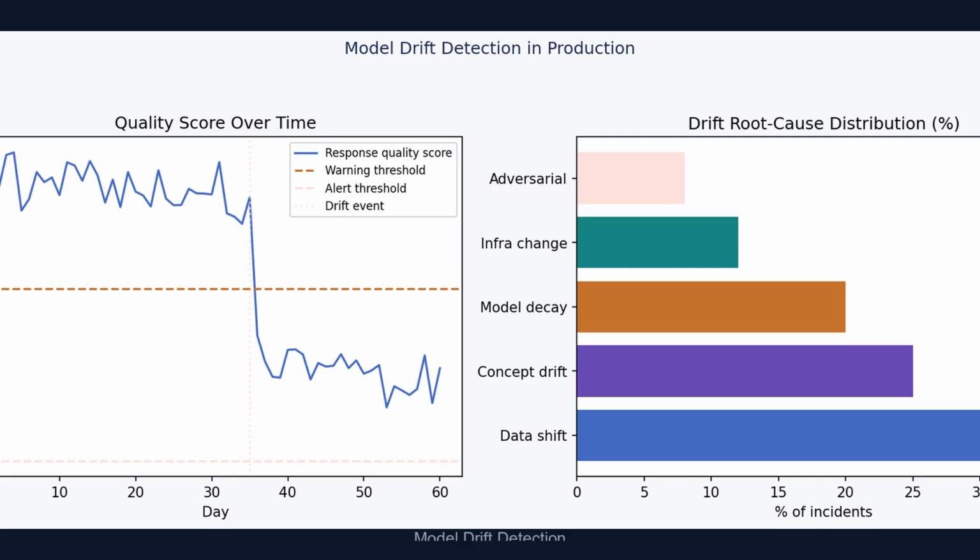Setting up automated monitoring to track this score continuously and alert you before you hit the alert threshold is the difference between catching drift early and discovering it when users start complaining.